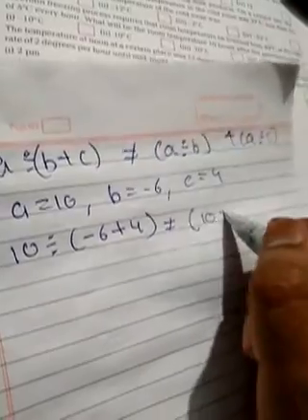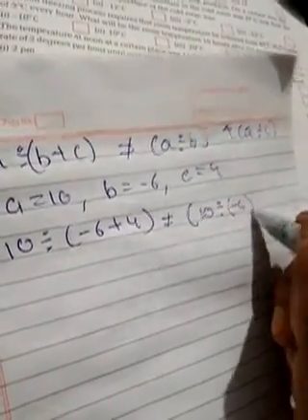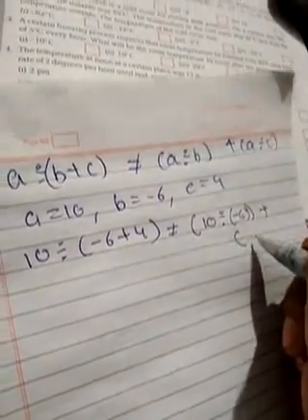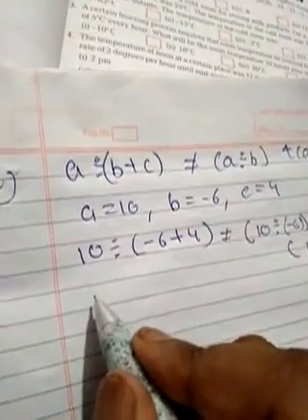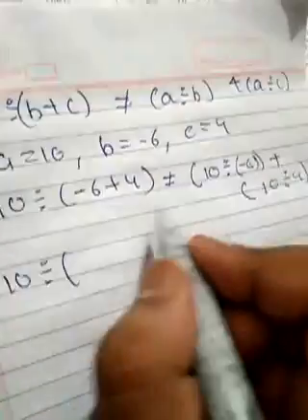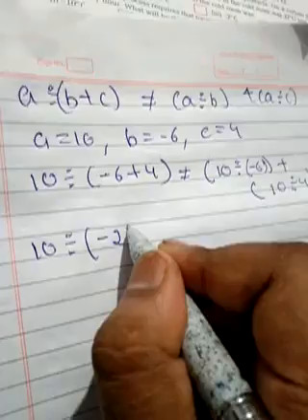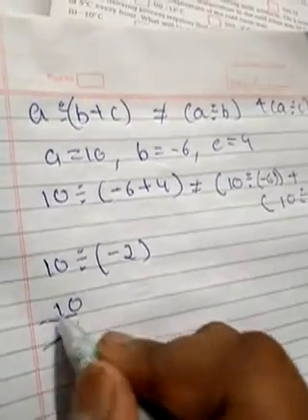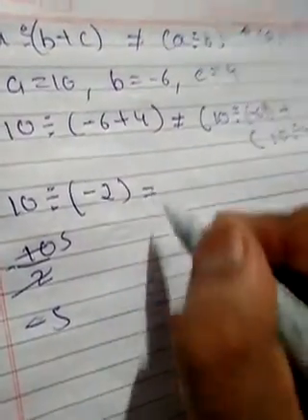A is 10, b is minus 6, plus a divided by c. A is 10, c is 4. Now 10 divided by (minus 6 plus 4) will become 10 divided by minus 2, it means 2 5s is 10, it will become minus 5.